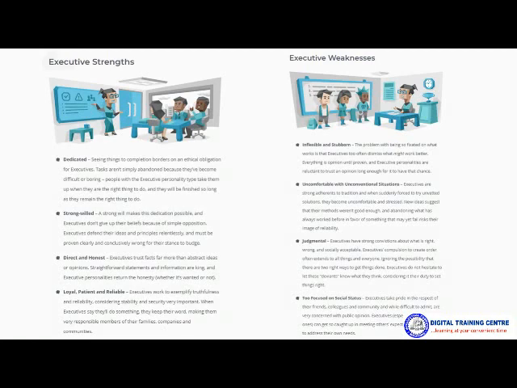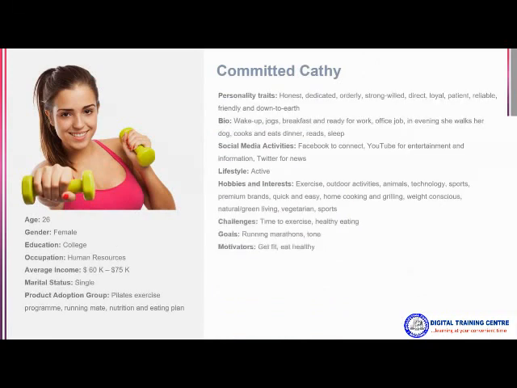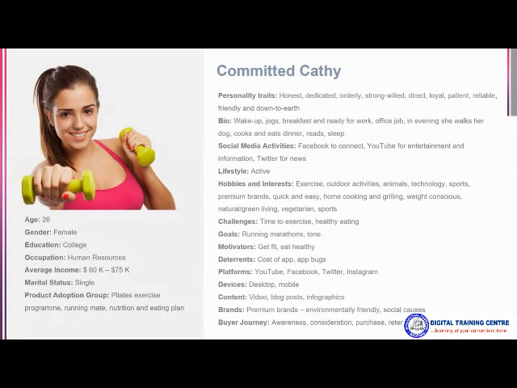After this process, what we will have is something that looks like this. This is Committed Kathy, and we can see that we have all the relevant information that we have just gone through. Some additional information that you would need to fill in would be your product adoption group. So we've got a running mates section, which tracks your running and your heart rate and all that. We've also got the nutrition and eating plan, so we know that she's focused on health, and we're going to throw in there and try and upsell her on a Pilates exercise program, because that goes really well with running, to just stretch out those muscles and build some extra core.